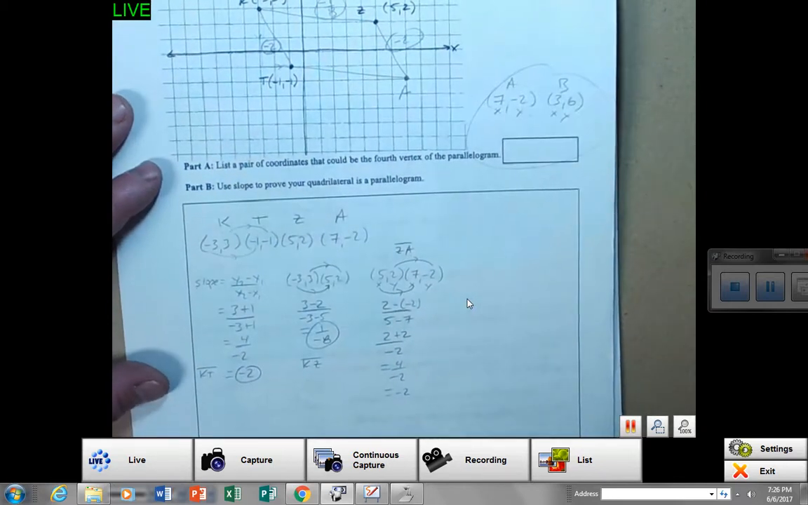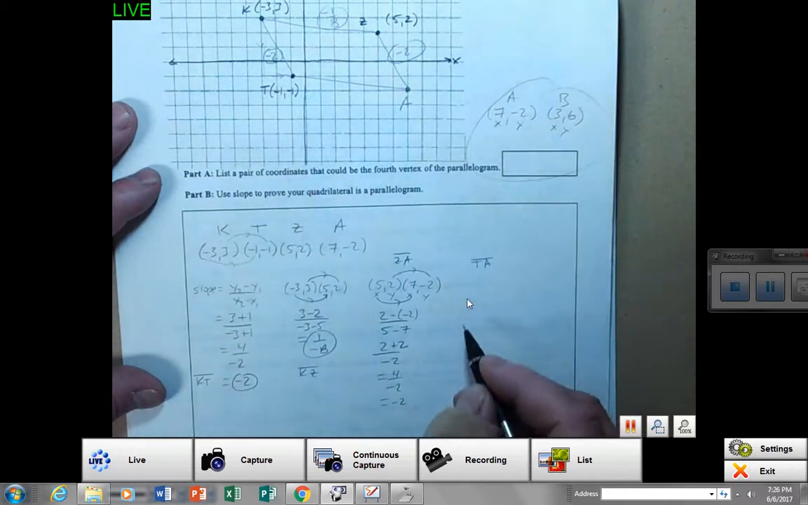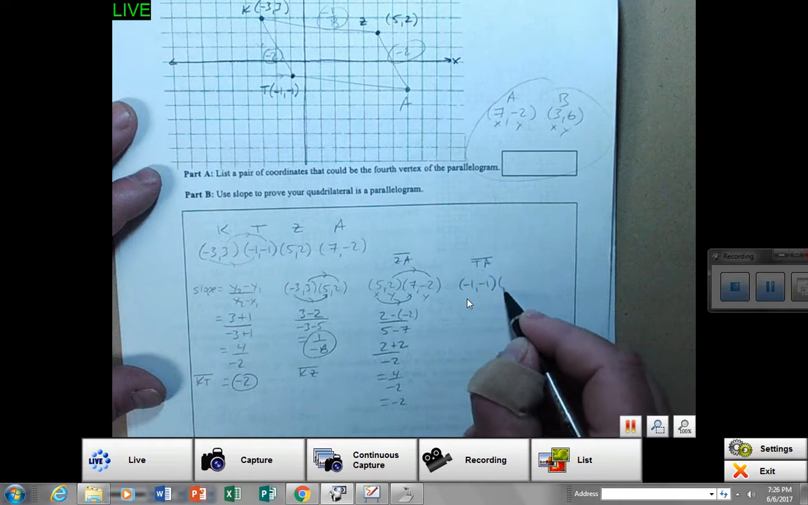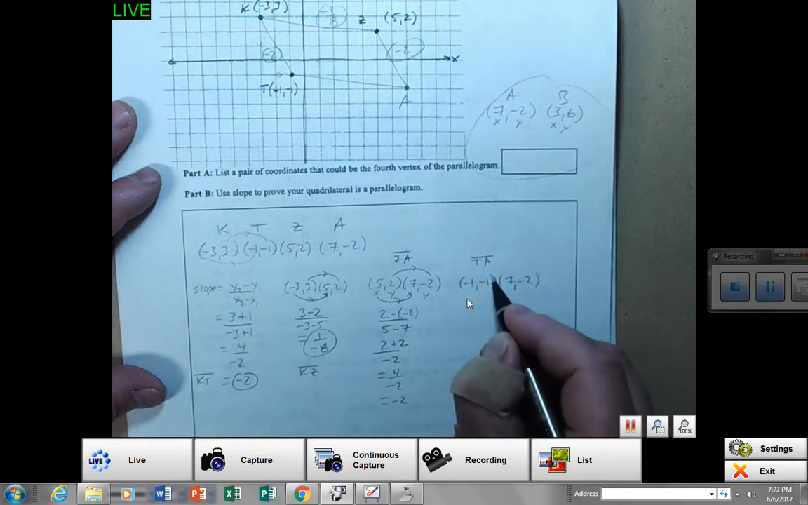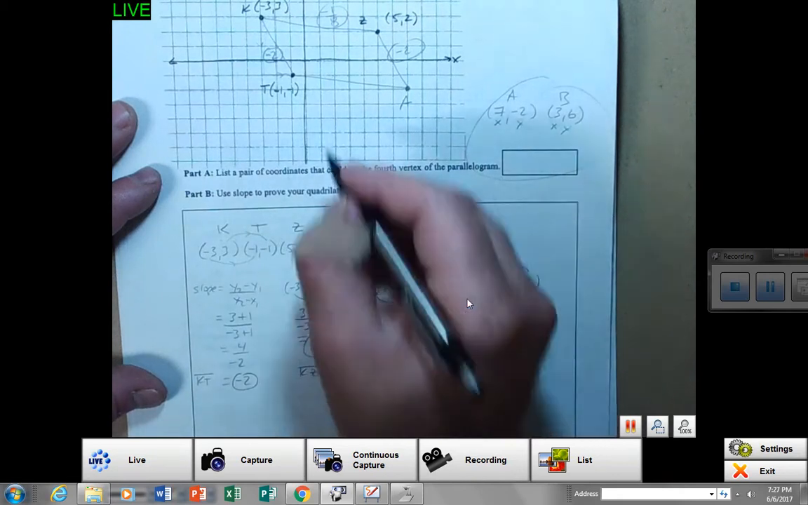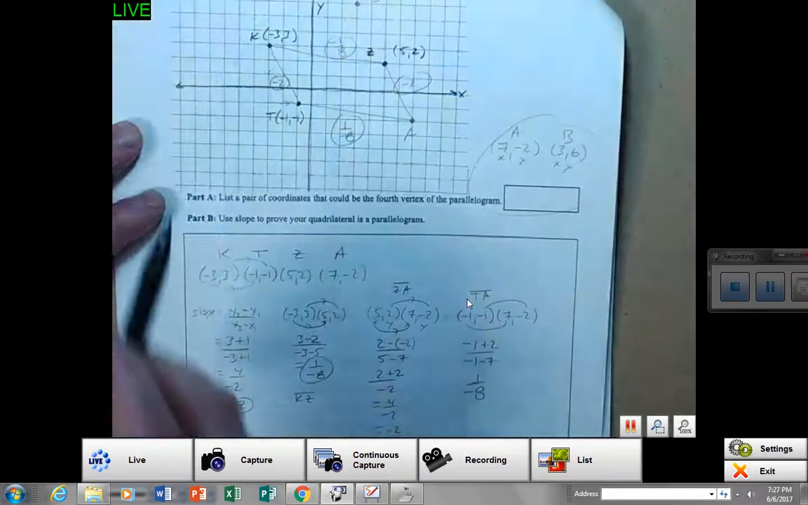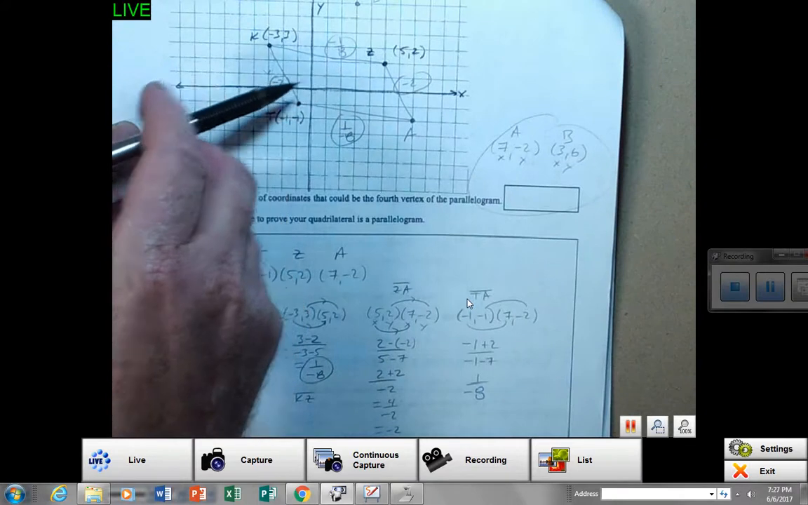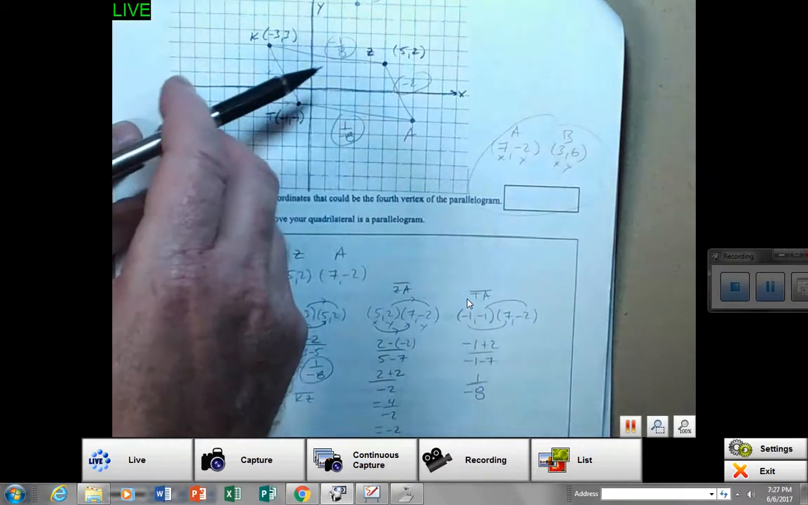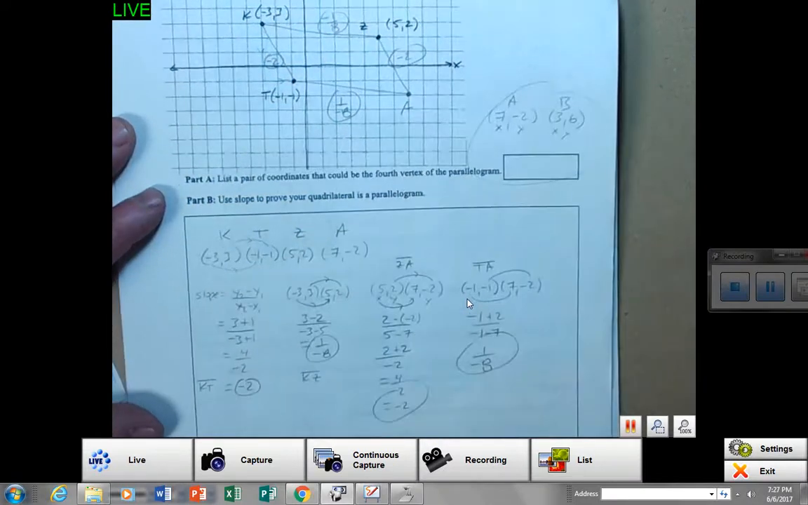Next, I need to find the slope of my last section, which is TA. So I'm going to take my points and write them next to each other again so I don't make a mistake. That's going to give me Y's on top, -1 plus 2 over -1 minus 7 gives me 1 over -8. So I could see these two parallel, same slopes. These two parallel. When you have a shape like that with two corresponding sides of parallel lines, that is a parallelogram. That is my proof, showing that work right there and putting those numbers in there.